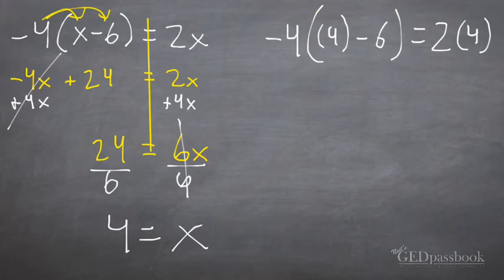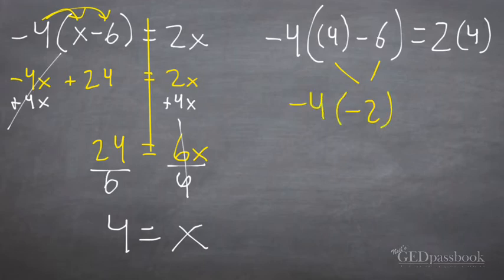4. It's going to be negative 16 plus 24, which will be 8. Negative 16 plus 24 is 8, and 2 times 4 is 8. So 8 is equal to 8. Yeah, so 4 minus 6 gives me my negative 2, right?